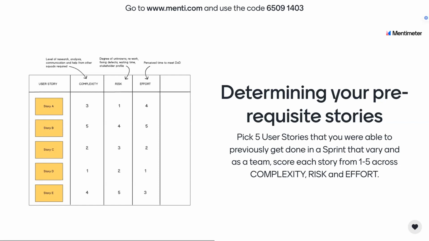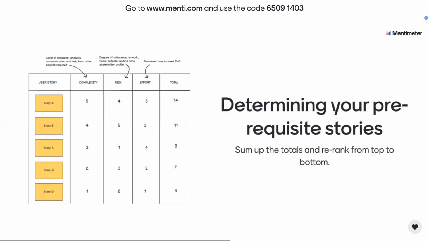And lastly, effort. Effort speaks to the perceived time involved in order to meet the definition of done. They might vary slightly in each of those 5 stories, but what it allows you to do is total them all up and rank them from top to bottom, from the biggest, scariest to the simplest, easiest, no worries at all. It's giving you a point of reference, and this is a simple place to start from.